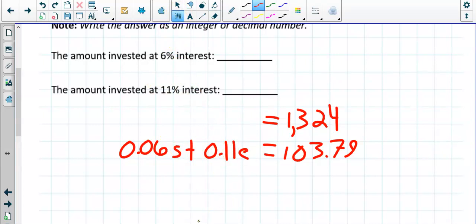Because if you look at these numbers, the 0.06 was about the percentage, about interest. And remember, when you put percentages into a problem, you have to put them as their decimal. That's why it's 0.06, because that's what 6% is as a decimal. And over here, the 0.11 was 11% as a decimal. And again, these numbers were about interest. What was the 103.79 about? Interest, interest, interest. All those numbers are about interest.